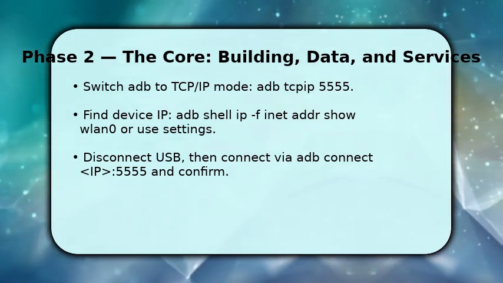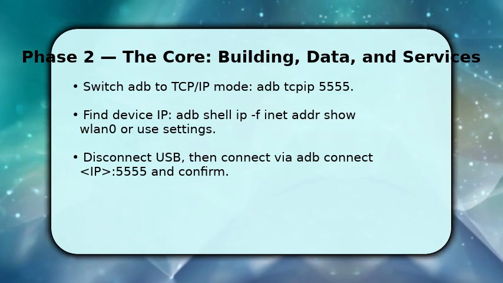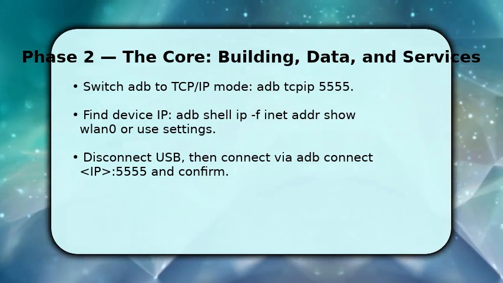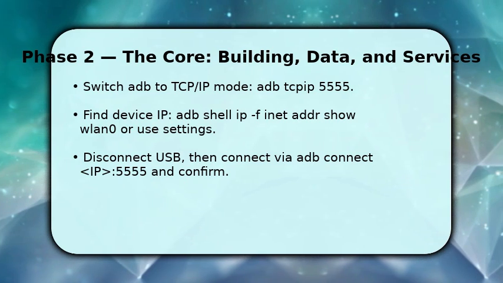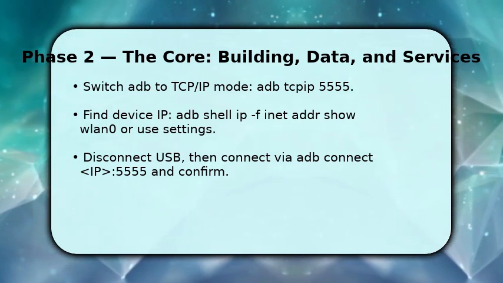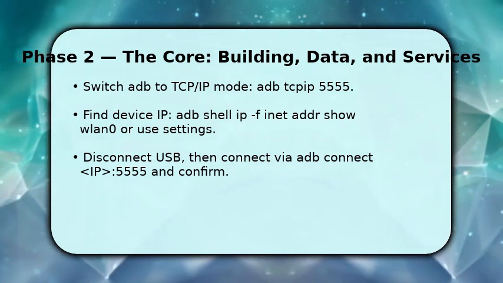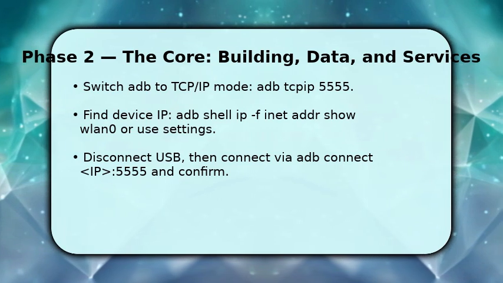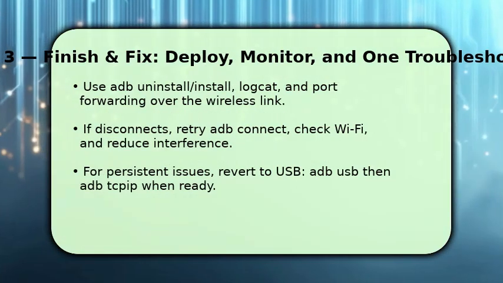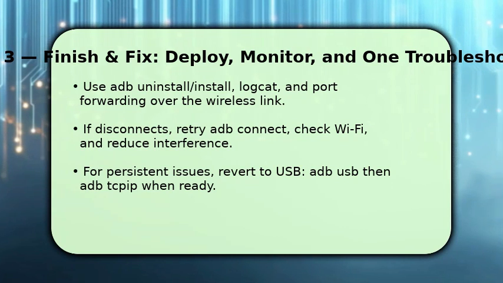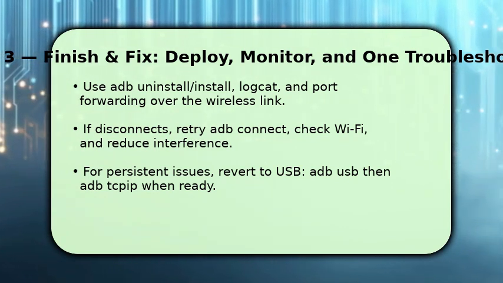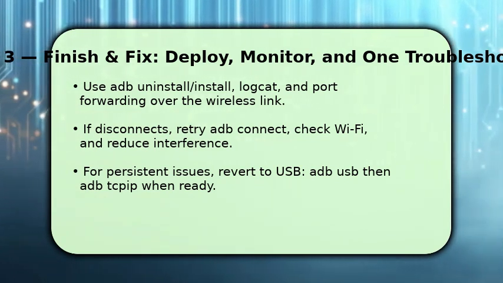Then unplug the USB and run adb connect IP:5555 from your host. Make sure to watch for the connected to message and verify with adb devices that the device is listed. You finish by using adb commands wirelessly: install, logcat, port forward, and debug as you would over USB.